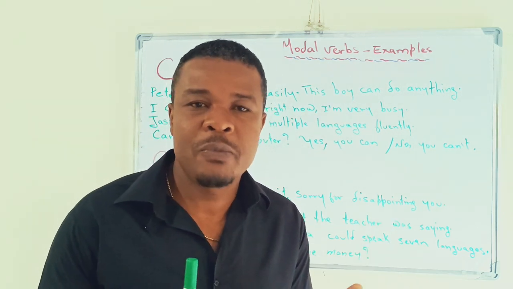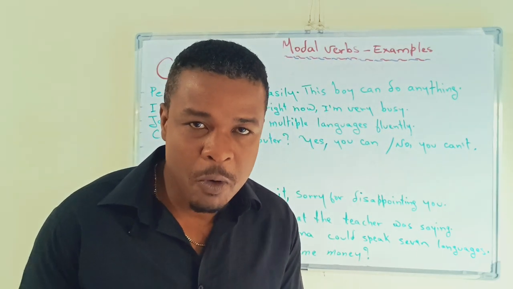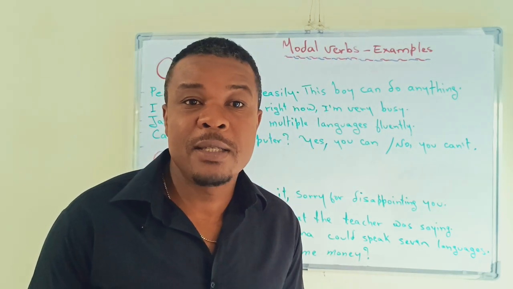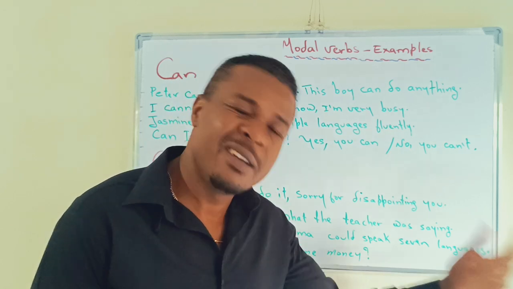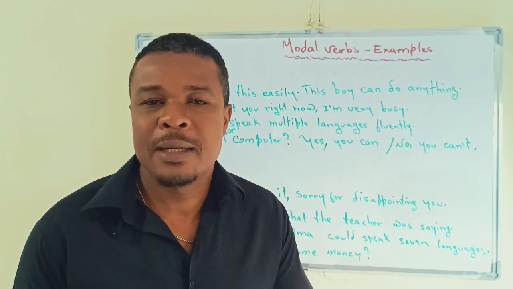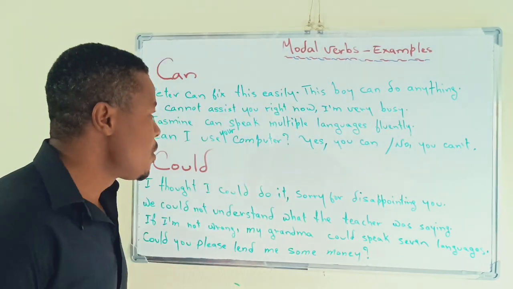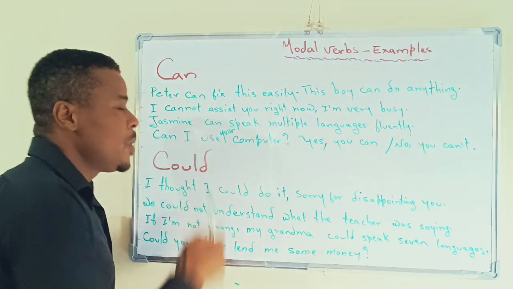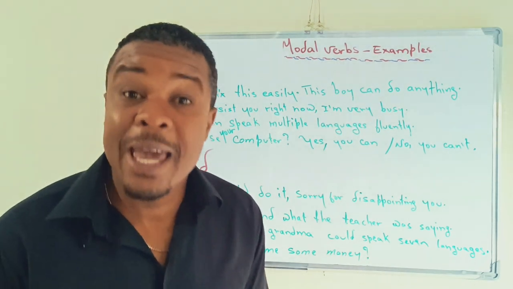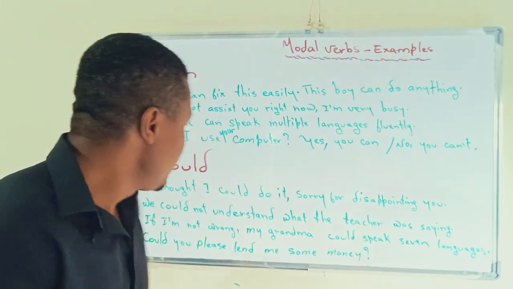They only exist in simple present and simple past. No more. Okay? Si quieren que sea conjugado en otro tiempo, entonces en este mismo video vamos a ver algunas alternativas que podamos tener. All right. Let's go with the example. So, we got the first one, which is can. All right? Can. And past simple for can is could. All right? Could.